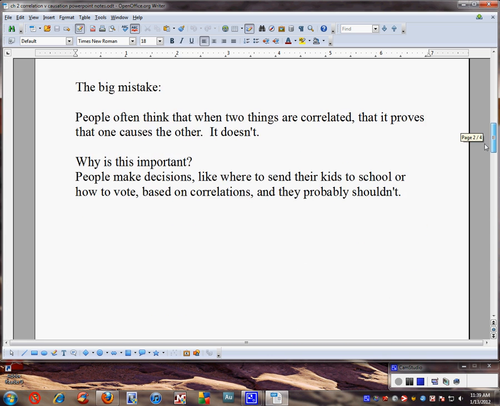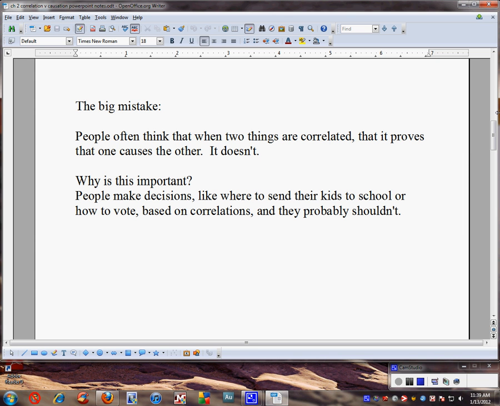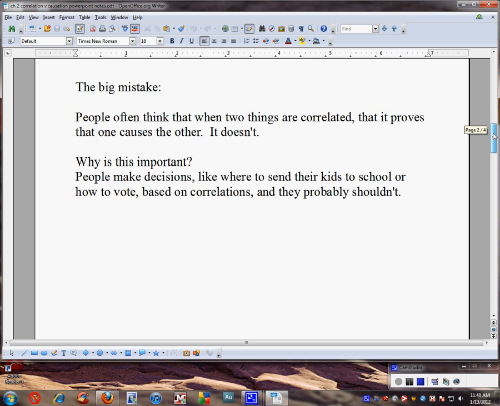All right. The big mistake is that people often wrongly assume that when two things are correlated, that it proves that one causes the other. It really doesn't. So why is this important? Well, it's important to understanding science, but also as a citizen and as a person managing your own life. People make decisions like where to send their kids to school or how to vote based on correlations, and they probably, for the most part, should not.